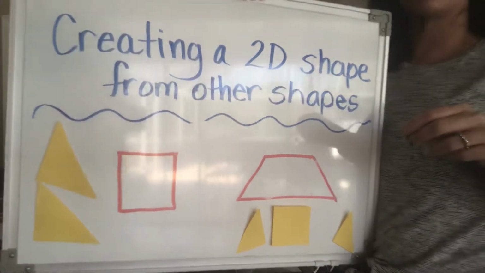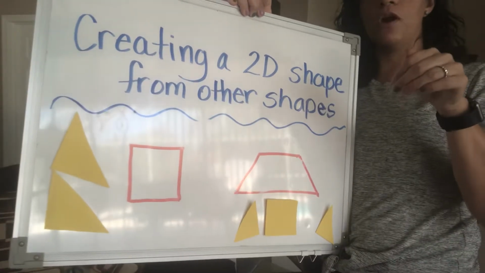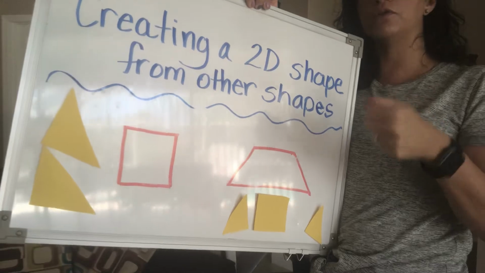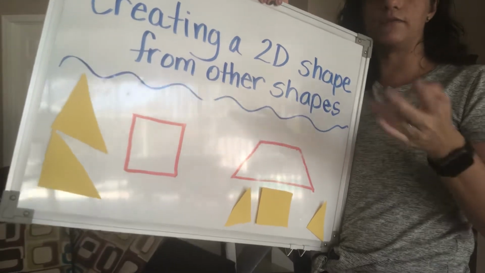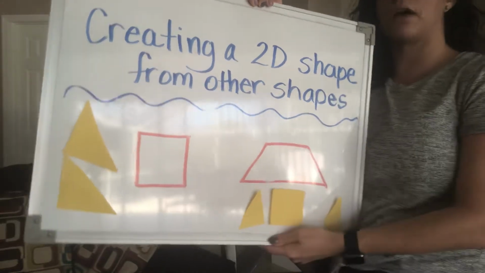You can just go ahead and draw the shapes on paper and maybe color the shapes on the inside a different color. You can do it however you want. You can be as creative as you want with this lesson. But I'm just showing you a couple examples on my whiteboard.